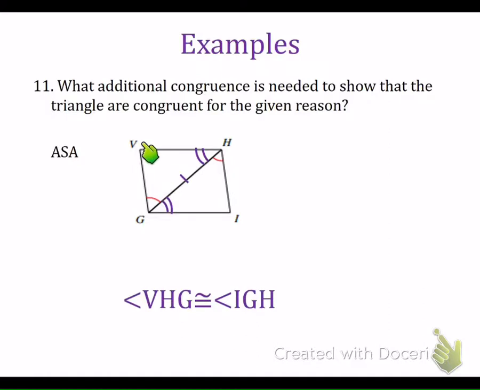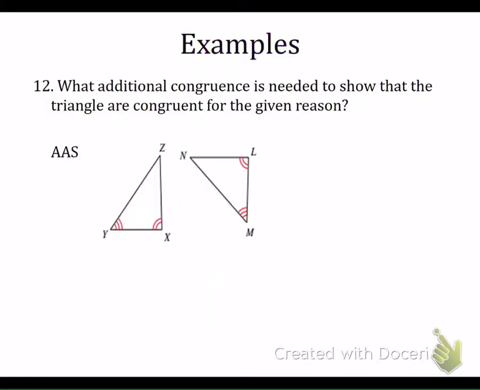So here's one option, VHG and IGH. Remember, you could go the other way, but you'd have to go the other way for both. So you could do HGI and then GHV if you wanted. Questions? All right, so on number 12, we want to use angle, angle, side.